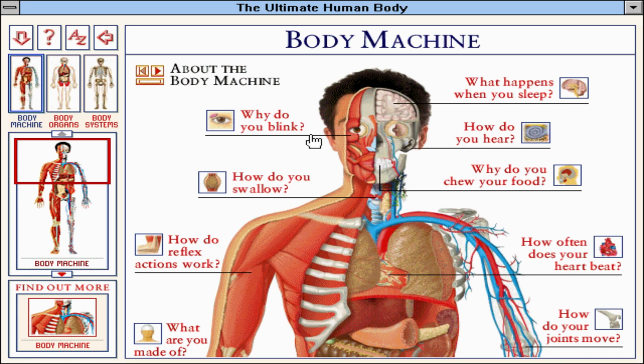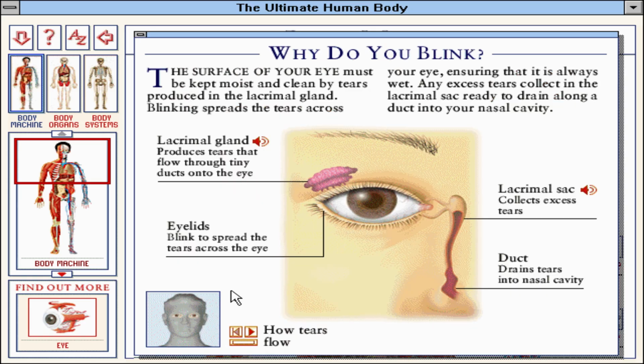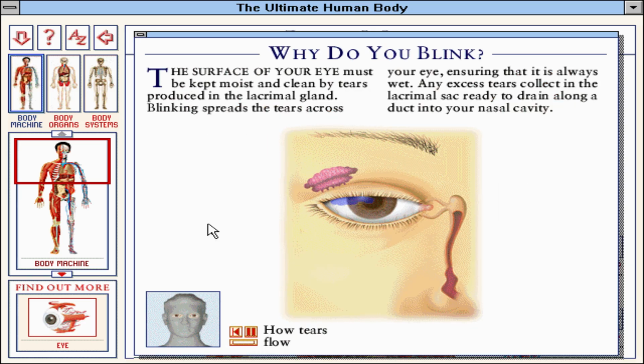Click on the body machine. Why do you blink? Your eyes are producing tears all the time, not just when you cry. Tears moisten and cleanse your eyes before draining away into your nasal cavity.